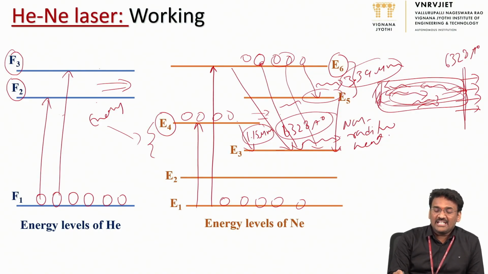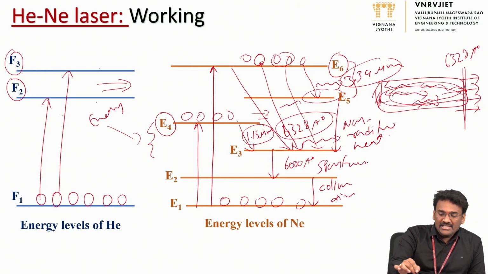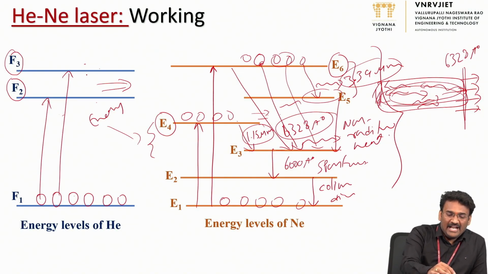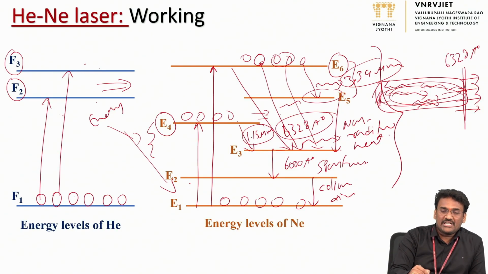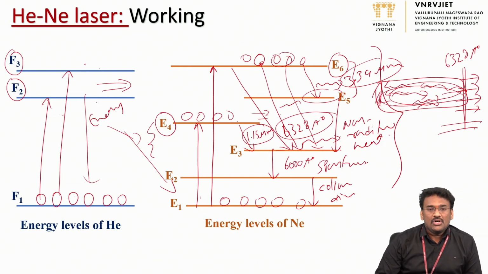Now all particles are in the E3 state. They come to the E2 state by emitting a wavelength of 6000 angstroms, but that is by spontaneous emission. Then from E2 to E1 they come down by collision with the walls of the discharge tube. While this entire process is happening, helium gets excited and readily gives energy to the ground state neon, and helium comes down and again takes energy to move up, and the same process continues. As this process is continuous, the output laser is also continuous.